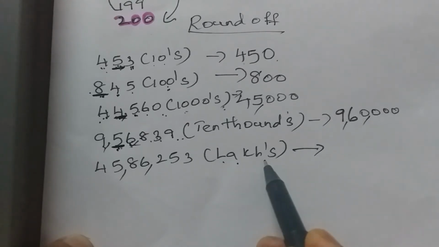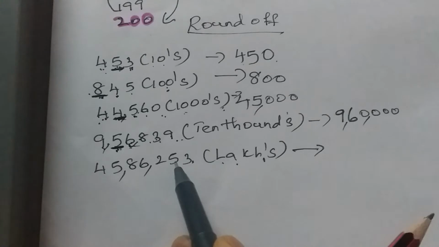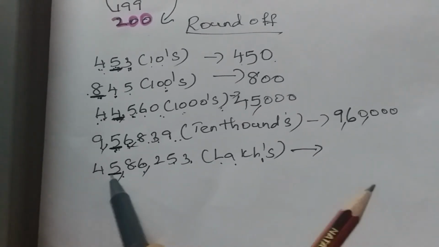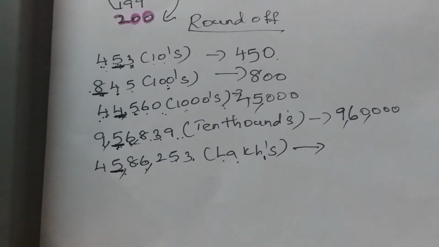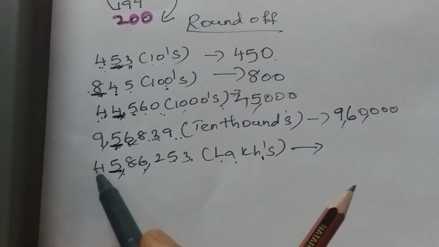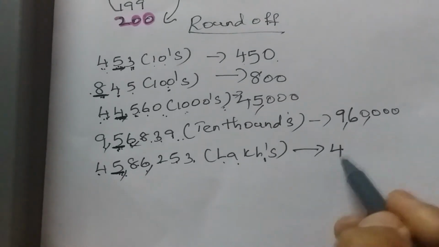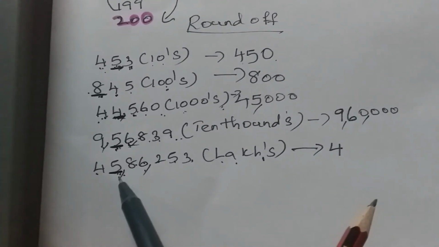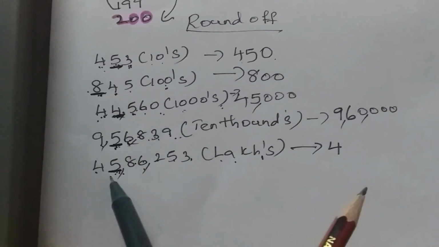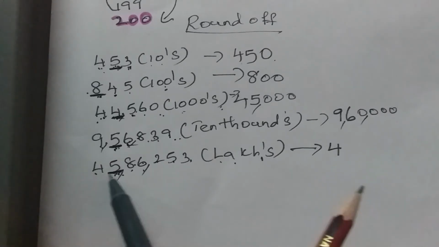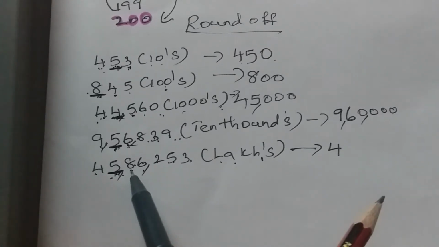So it is lakhs place. What we should do? Underline the lakhs place. Ones, tens, hundreds, comma, 1,000, 10,000, comma, lakhs. Which is in lakhs place? 5 is in lakhs place. Okay, now what do we do? The number which comes before the underlined digit, that number as it is. Now we have to check whether we have to write the same 5 or the next number. How to check that? We have to see the next digit. Check the next number. It is 8. 8 is more than 5.